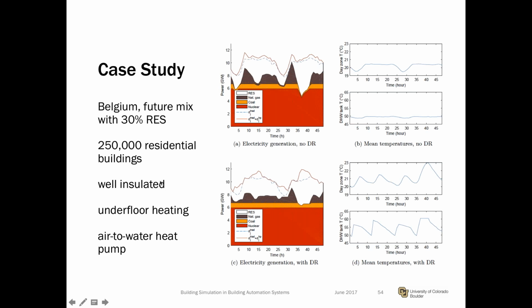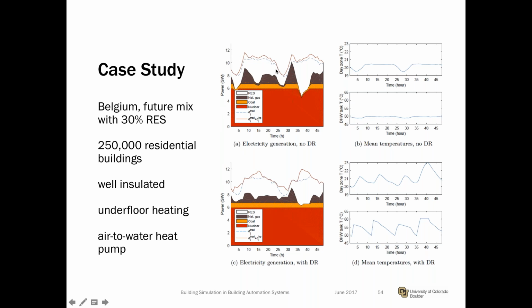What we see is that if we take Belgium as a market and we assume that in the future we will have 30% renewables penetration, we will have 250,000 residential buildings that are well insulated with underfloor heating and efficient air-to-water heat pumps. So in this future scenario, we have a peak system load of about 12 gigawatts in Belgium.